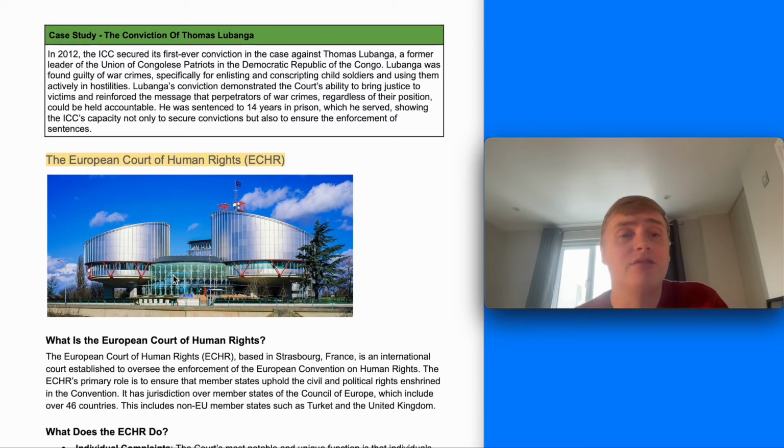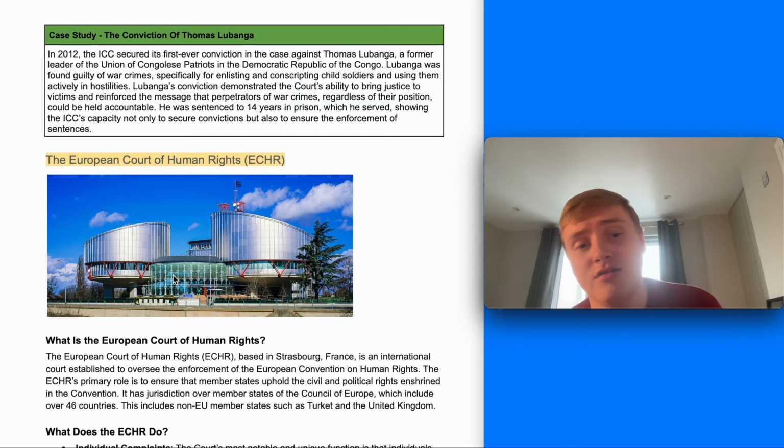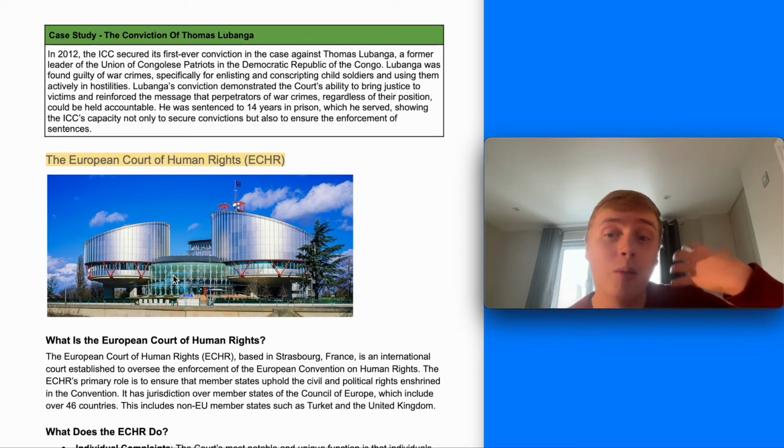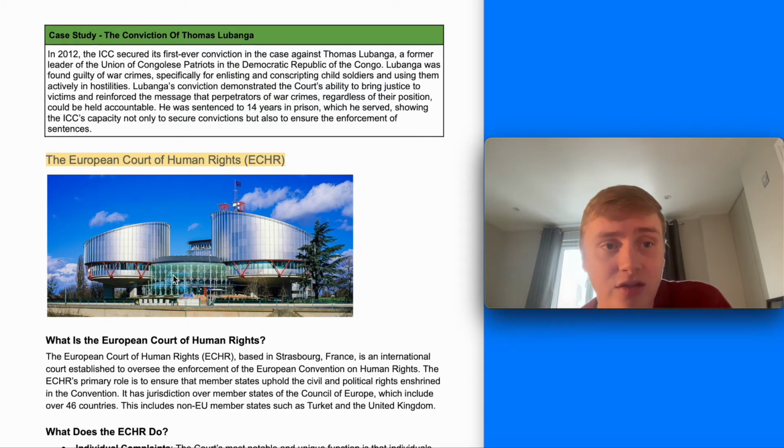On the other hand, we have a final case study that paints the ICC in a more positive light and shows that it can in some ways be effective, and that's the conviction of Thomas Lubanga. In 2012, the ICC secured its first ever conviction in the case against Lubanga, a former leader of the Union of Congolese Patriots in the DRC.